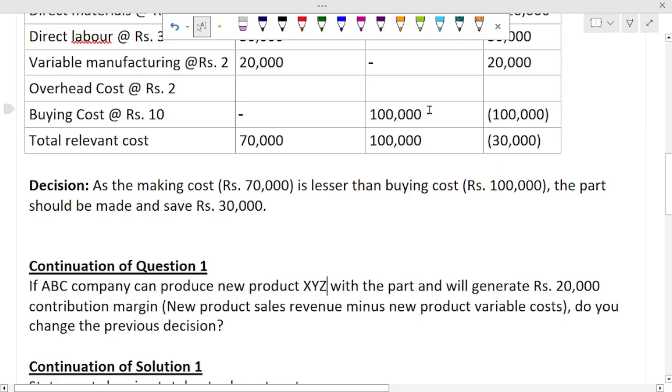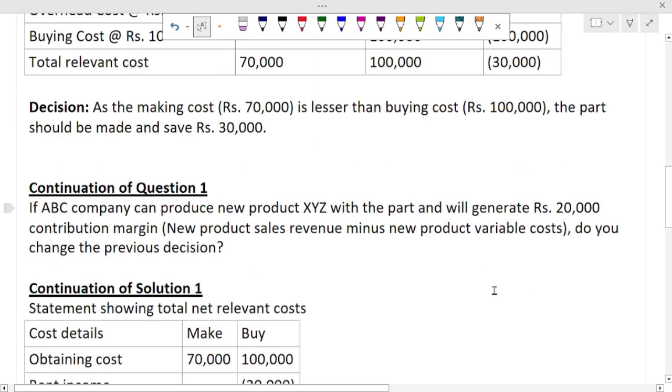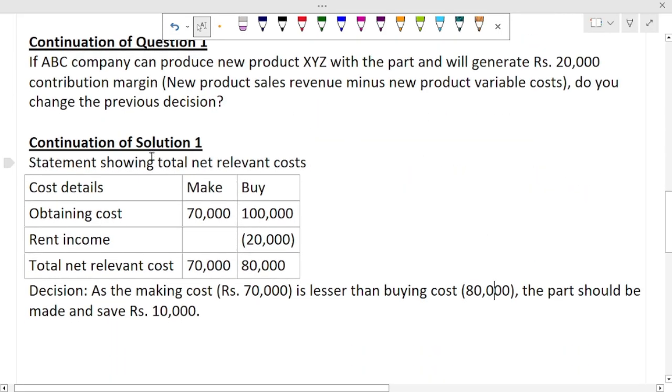If you buy the product and from buying it you now rent or produce another product that generates 20,000, what did you actually spend? If it costs you 100 to buy and you make a profit of 20, it means you actually spent 100 minus 20, which is 80. Okay, so the solution now will be what?